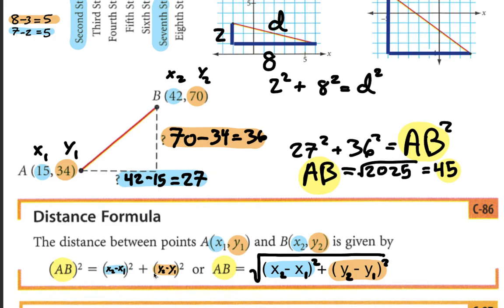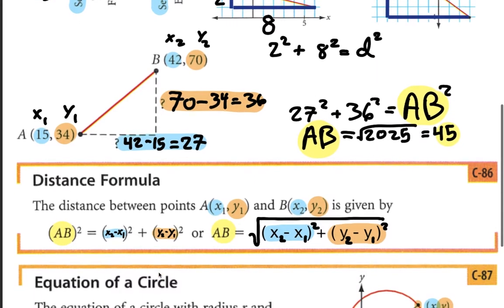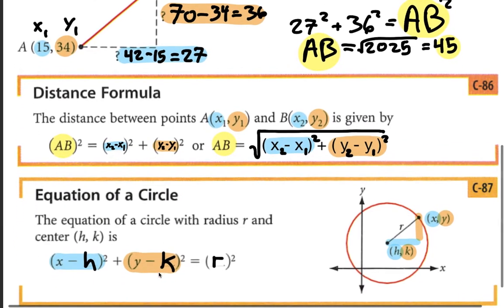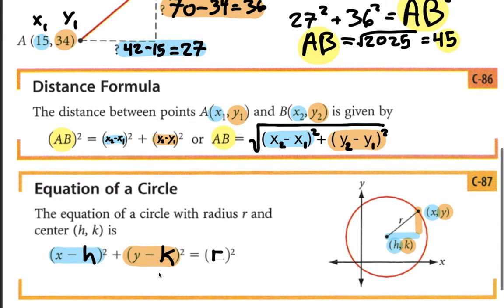Now, this formula over here can also be used to graph a circle. Now, maybe you've graphed lines before in Algebra 1, but here's how you graph a circle. It's basically coming out of the distance formula. A circle is defined as all of the points that are a certain distance away from a single point. So if you know the center point and you know the radius, then you should be able to find out all the other points. And that's how the graph is expressed.